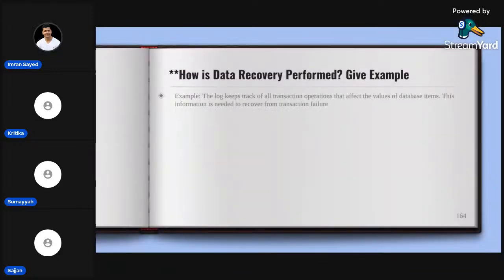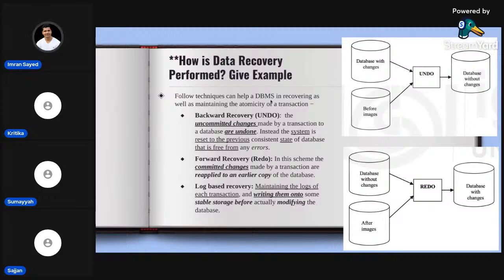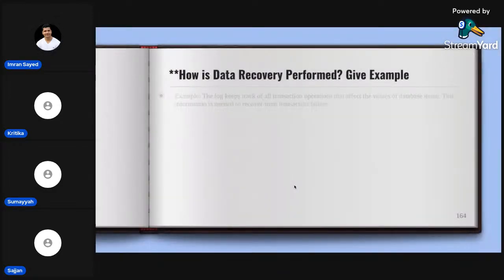Okay, so this is an example. The log keeps track of all the transaction operations that affect the values of the database items. So we've explained that these are the three different types of data recovery options. Now we'll give an example with log-based recovery because probably that's a simple one. This information is needed to recover from the transaction failure.